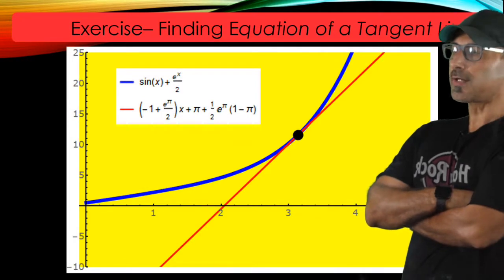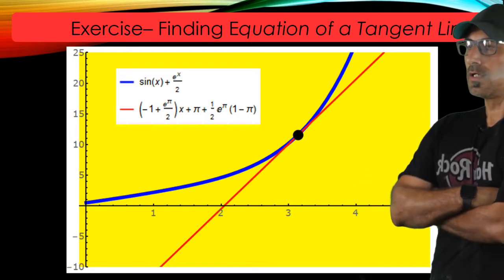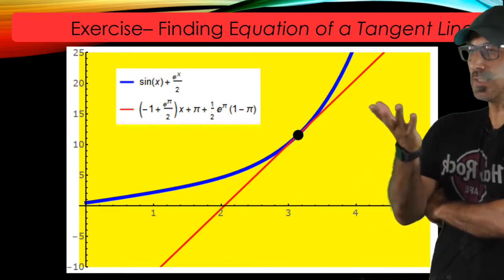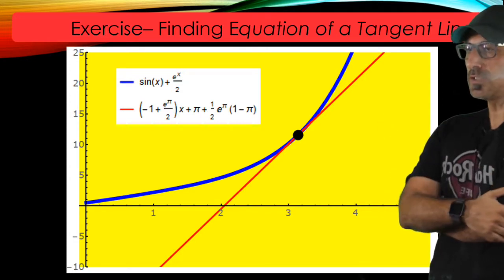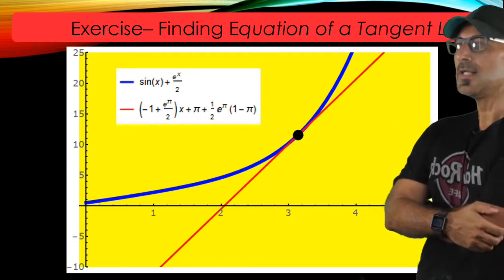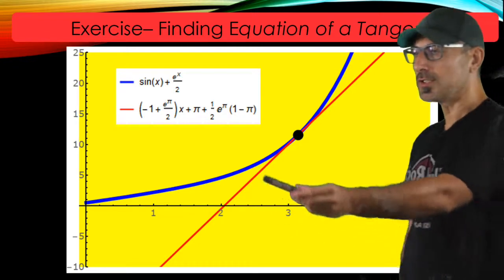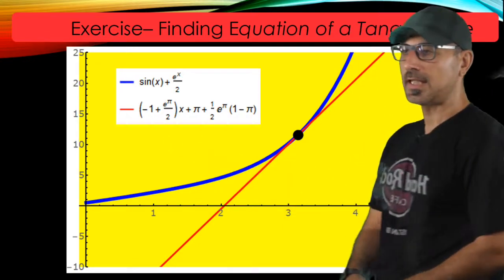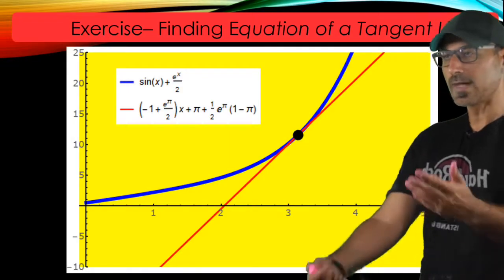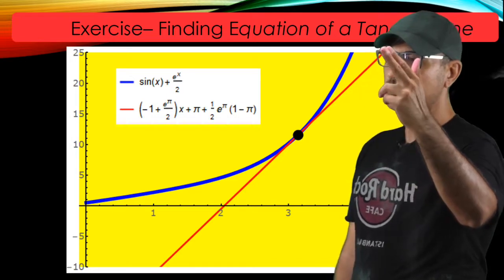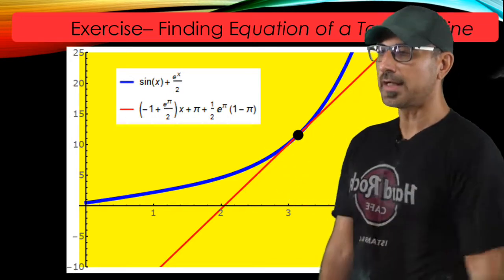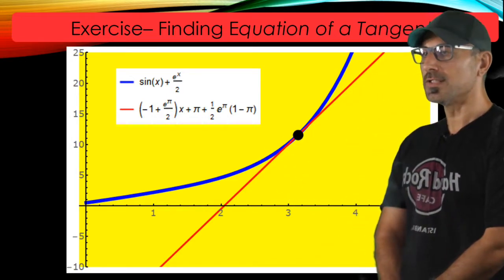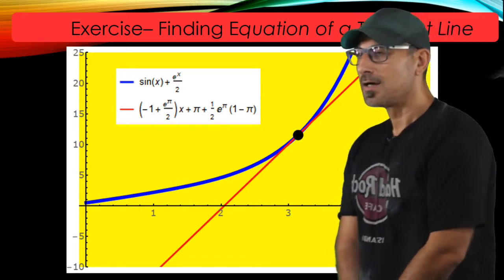And let's look at the graphical outlook of the equation sine x plus e to the x over 2, which is the function that corresponds to the blue graph. And the bottom equation here is the equation of the tangent line. And the graphical outlook confirms that the red line is in fact the tangent line to the curve at the given point.